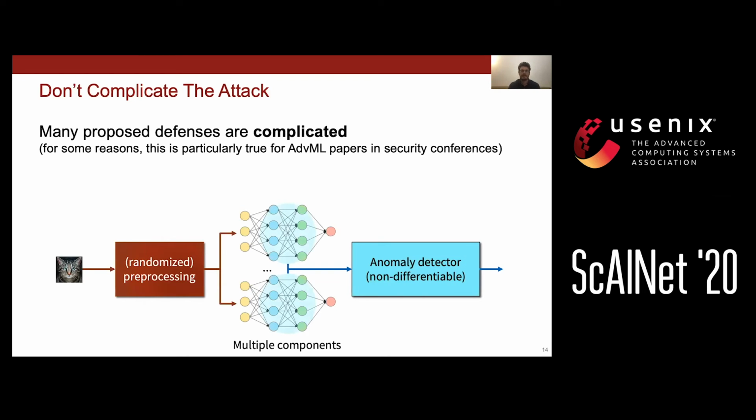And then on top of that, you'll have some kind of anomaly detector that computes some complicated statistic over all the previous components' internal features. And for good measure, this anomaly detector is often hard to differentiate over. Now, this in itself is okay. Maybe we actually need very complicated defenses to solve adversarial examples.